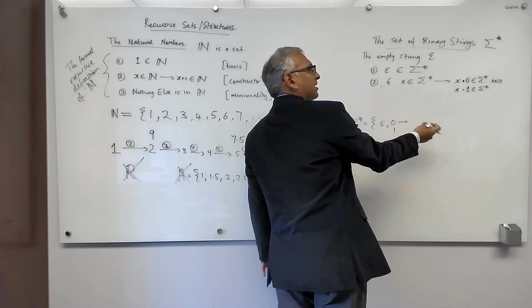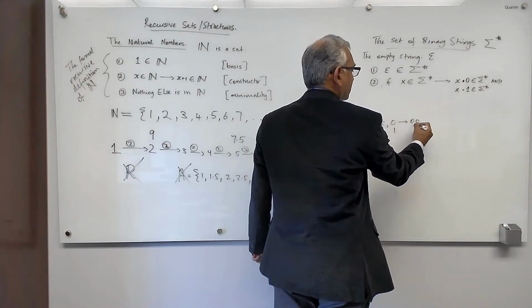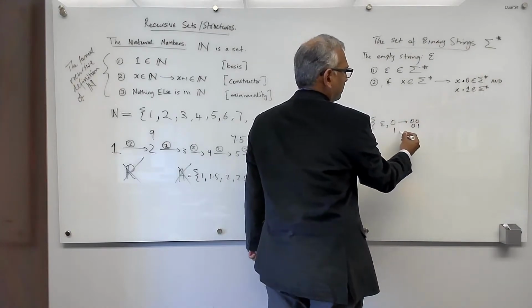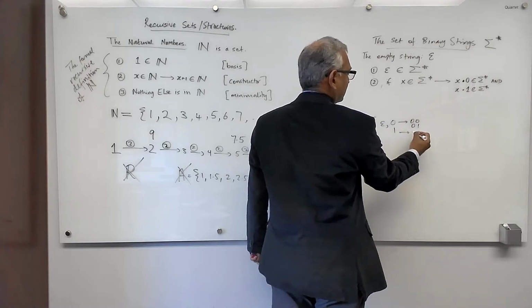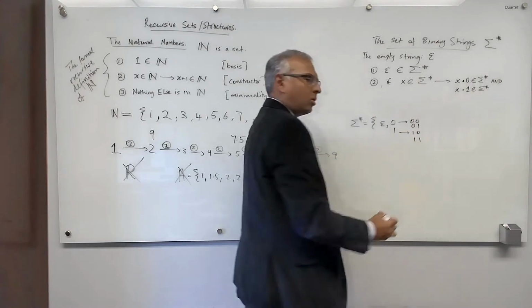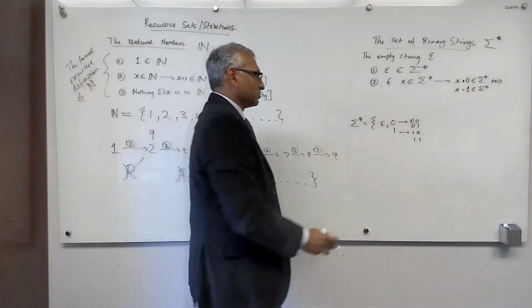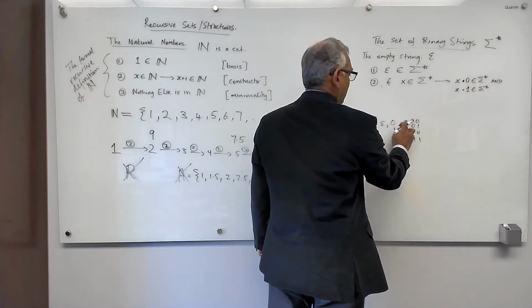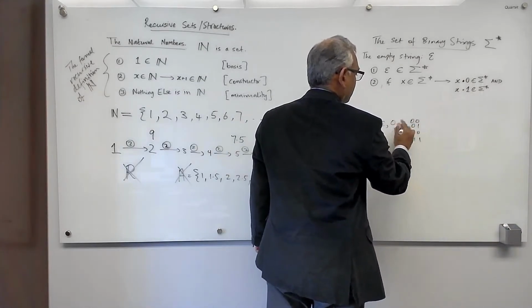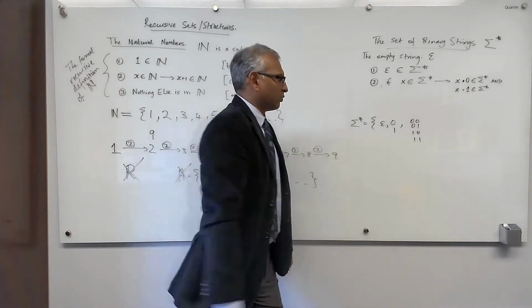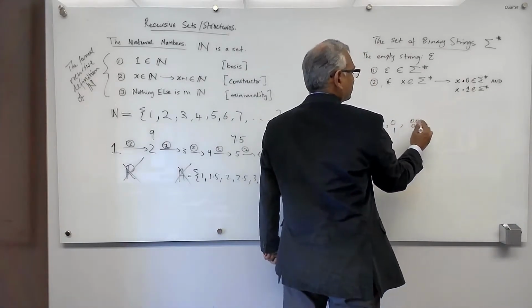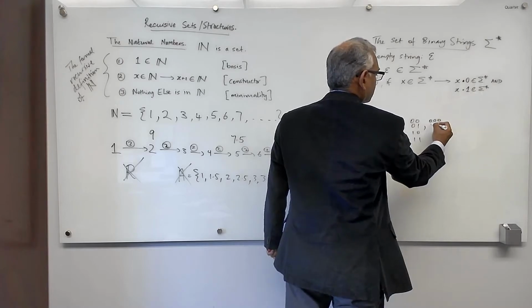So this guy, 0, I can concatenate, I can append 0 and 1, so I get 00 and 01. And this guy gives me, because it's in sigma star, 10 and 11. Oh! Okay, now what do these guys give me? So I found now 4 more strings that are in my set. What do these guys give me? Well, this guy, 00, gives me 000 and 001.